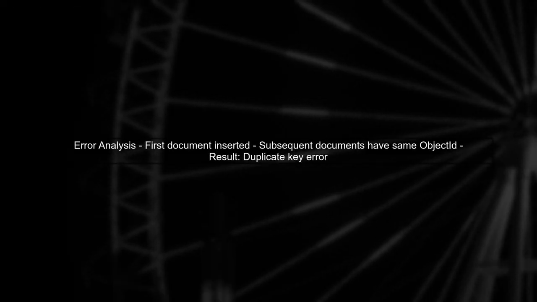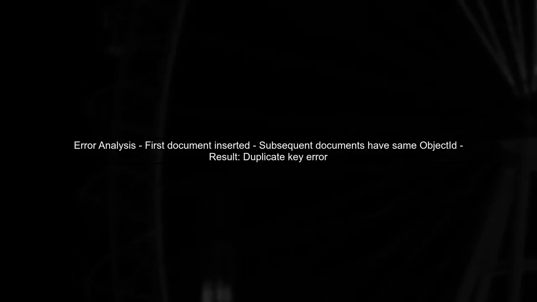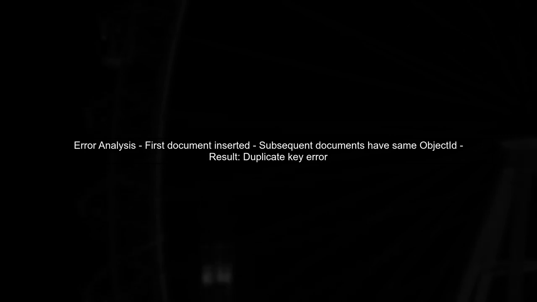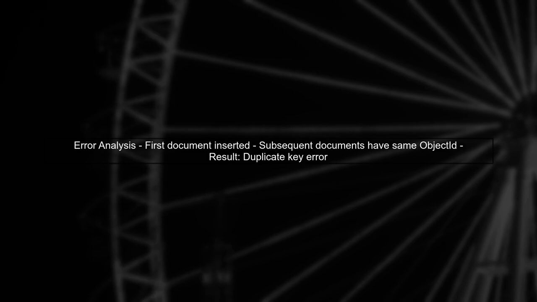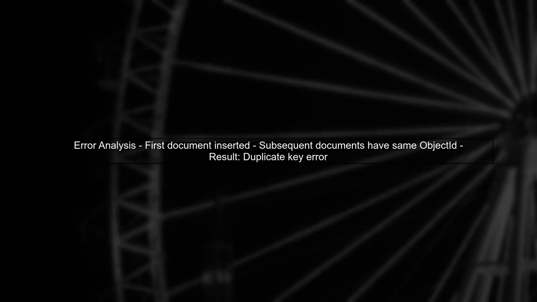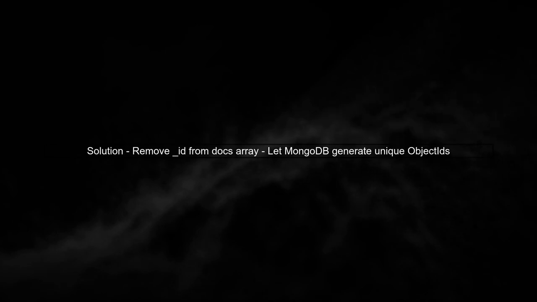In your case, it seems that the first document is inserted successfully, but subsequent documents are being assigned the same object ID, leading to the duplicate key error. To resolve this, ensure that each document in your docs array either has a unique ID or none at all. If you want MongoDB to generate unique object IDs, simply remove the ID field from your documents. After making these changes, try running the insertMany function again. This should resolve the duplicate ID error and allow all documents to be inserted successfully.